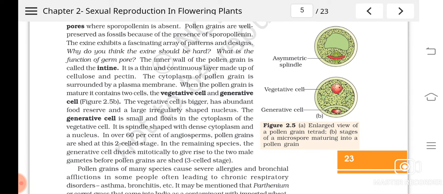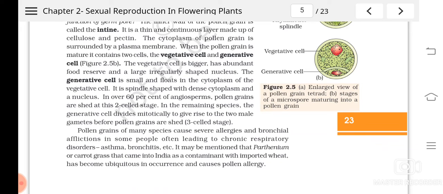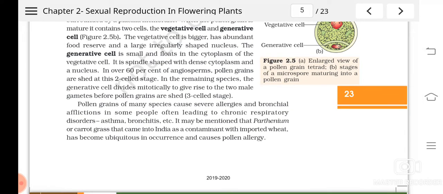In some plants, the generative cell divides mitotically and forms two male gametes. So male gametes are formed in some plants before the pollen is shed, that is, before the pollen is dehisced, meaning dispersed. And in most plants, how is it? After pollination. You have learned that when the pollen grain germinates, only then does the generative cell divide to form two male gametes.